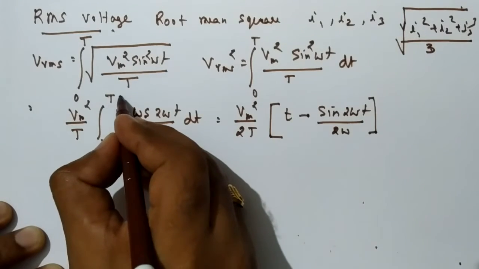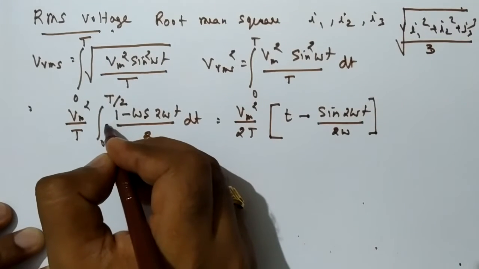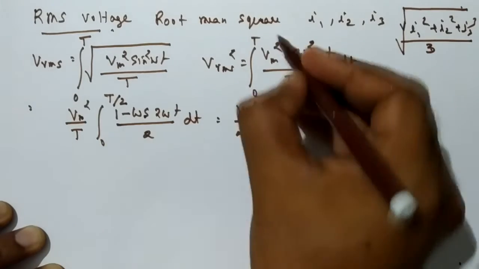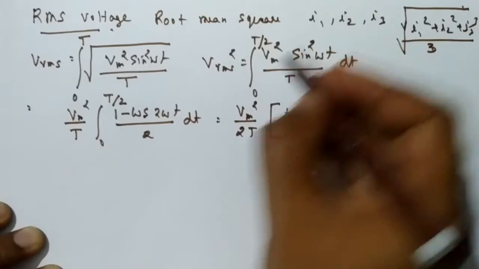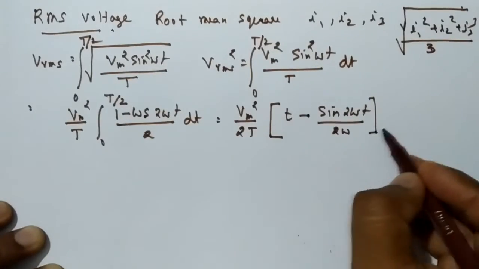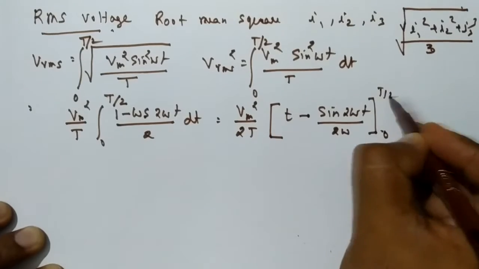not T here, it is T by 2, because in a half wave rectifier the current flows only in a half cycle, so everywhere, sorry, it is T by 2. So here also T by 2. So it is from 0 to T by 2.